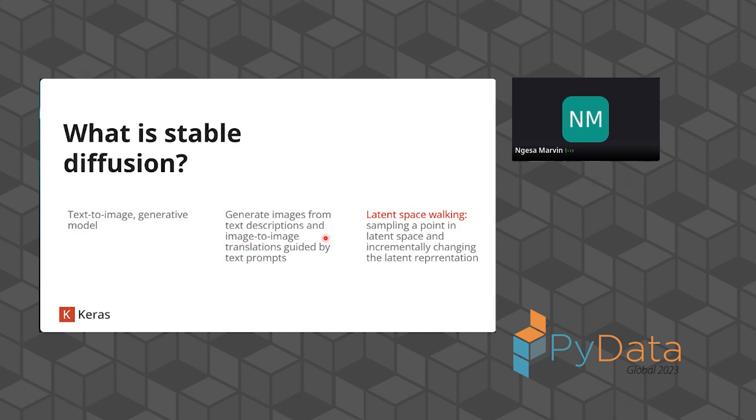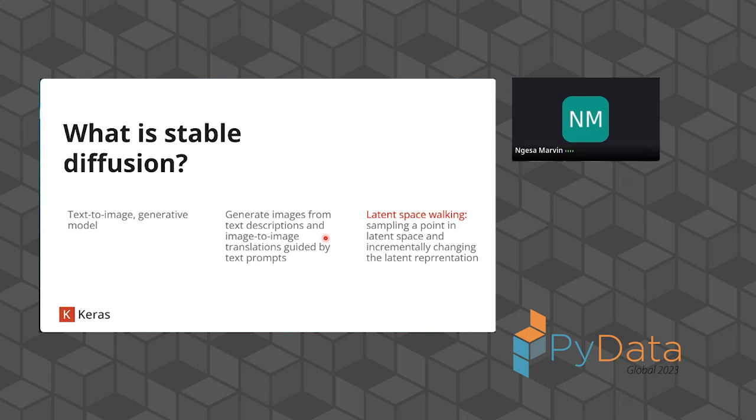And this is almost how Stable Diffusion works. These are key concepts in Stable Diffusion. Stable Diffusion is ideally a text-to-image generative model. It uses text descriptions to generate images, or does image-to-image translation, but you guide it with prompts.